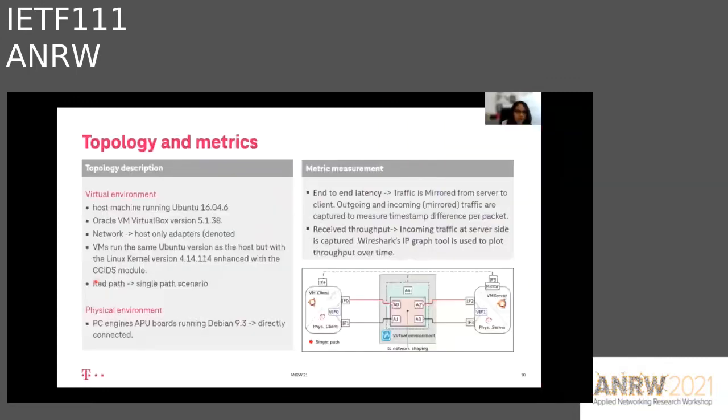Now let's go with the evaluation. The topology used during the evaluation corresponds to this figure. We deploy this topology under a virtual environment and also under a physical environment. And we set up two testing scenarios: a single path, where the two hosts are interconnected only through the red line, and the multipath, where the hosts are interconnected through all the links available. The metrics that we measure were end-to-end latency and received throughput.